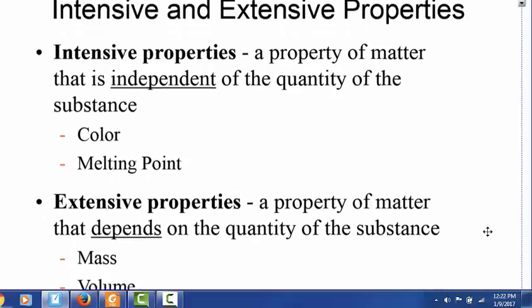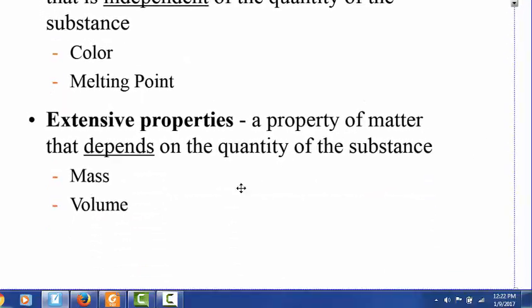Extensive properties are those that do depend on how much of the substance I have. That block of ice, if I had a 2-inch by 2-inch cube versus a 2-foot by 2-foot, the mass and volume of those two cubes would differ. So properties that differ when you change the amount you have are extensive properties.